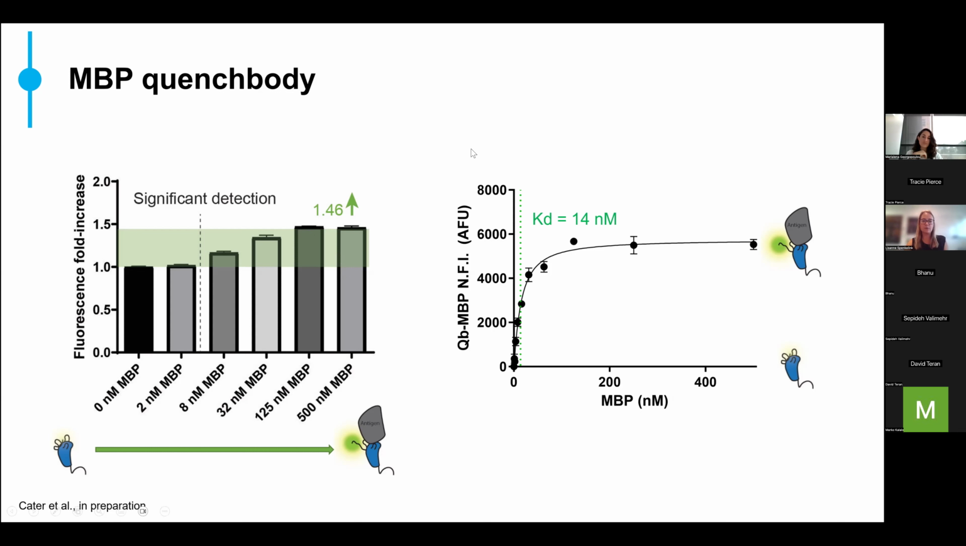So that was great. So what we then did is we used this optimized scaffold, this optimized quench body, which can now be used for detection of proteins. And we asked, well, can we now start off from this scaffold, but then evolve it to detect something a little bit more useful? And what we chose is interleukin 6.